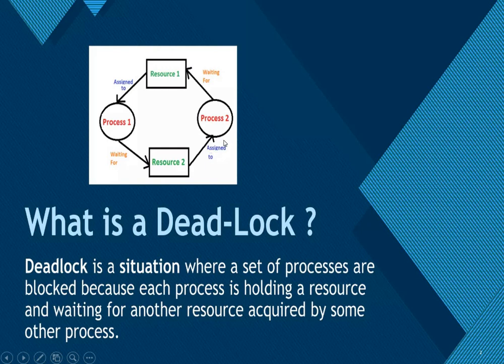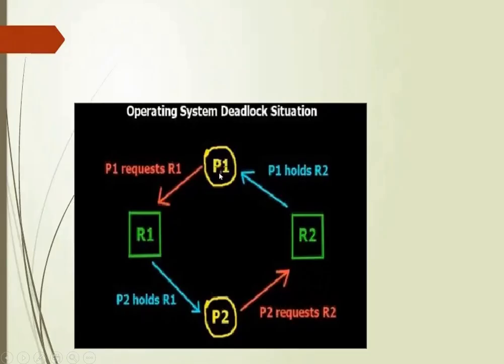This is an example of deadlock. Consider two processes, process 1 and process 2, and consider two resources, resource 1 and resource 2. Process 1 is holding the resource R1 and it is requesting the resource R2 which is held by process P2. Similarly, process P2 is holding the resource R2 and it is requesting the resource R1 which is held by process P1, which forms a cycle which may lead to deadlock.